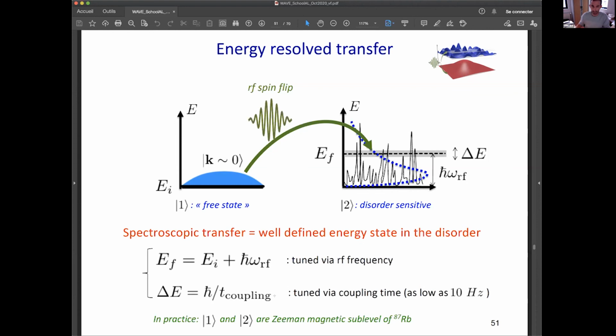And we have shown preliminary result because we could measure the spectral function. And we found something as low as 10 Hertz. And this is already 2 orders of magnitude better than what I've shown you in the experiment before. So we have really great hopes to do something with this.